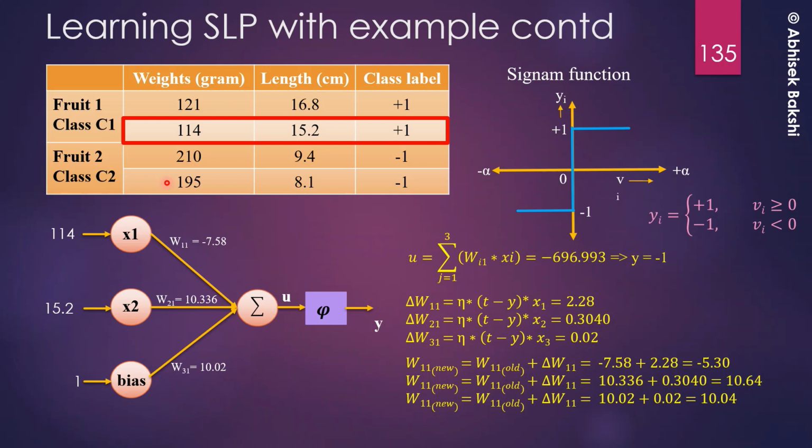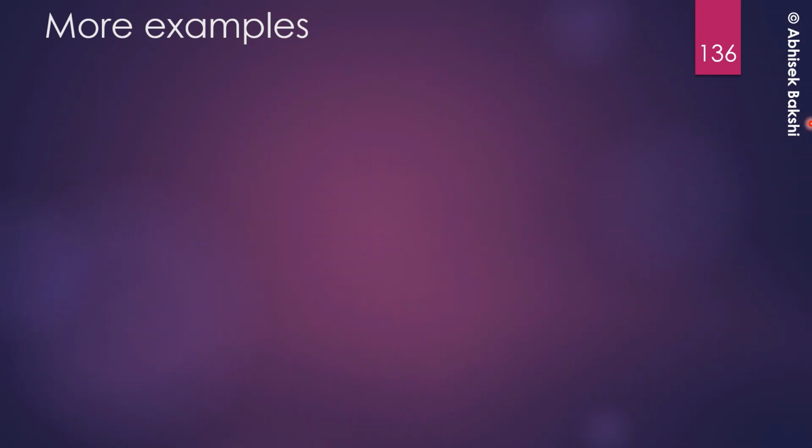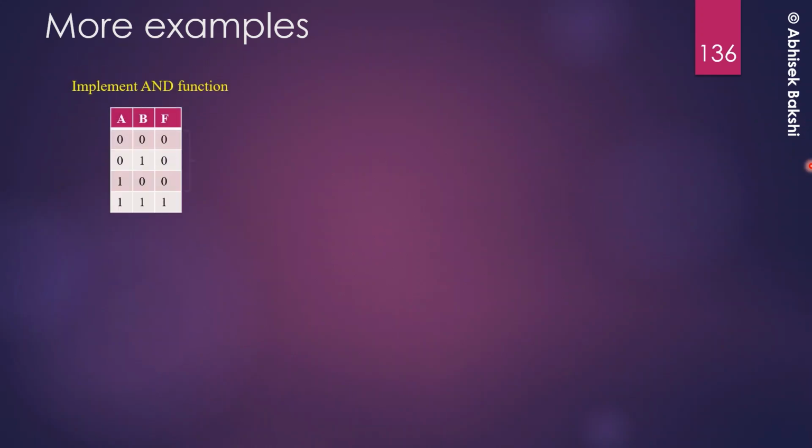So let's move forward with similar types of problems, as an overview. If I have some more examples, let's take a very simple example: implementing the AND function. This is also a function. These two are features, A and B, and F is the output. We have four patterns. Is it possible to create a single perceptron for learning this particular data set? It is a data set also, right? A small data set, but a data set. Is it possible to learn?